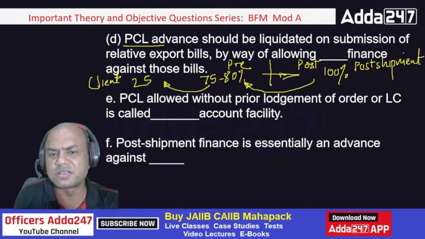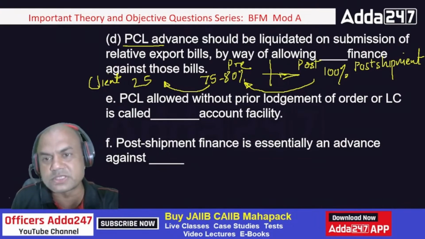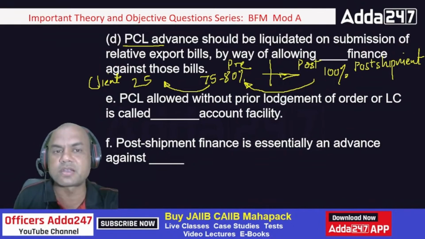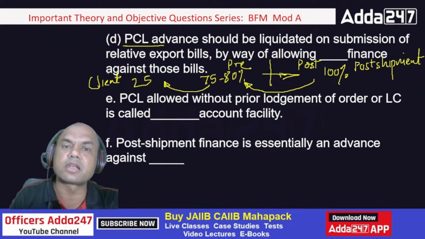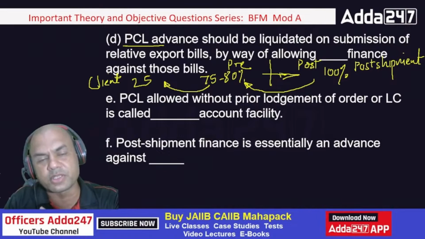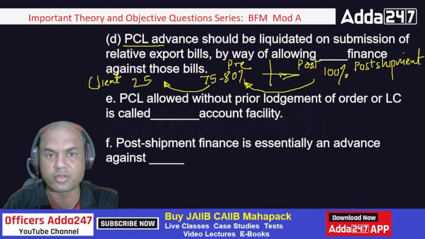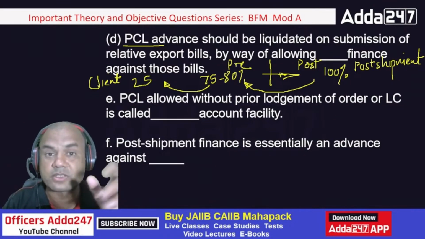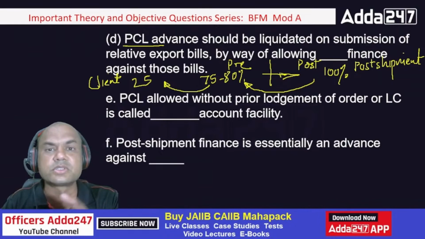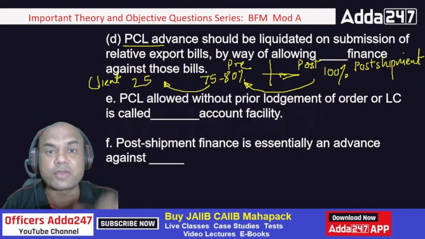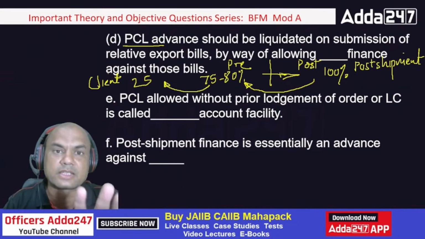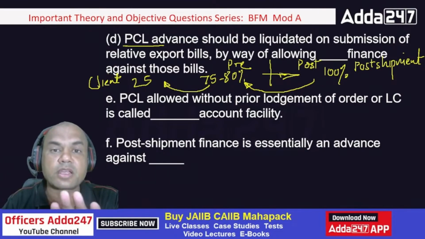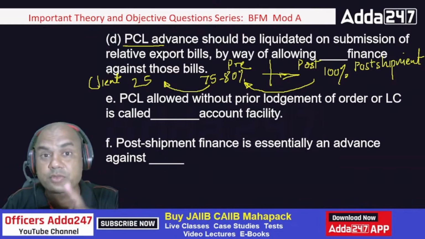What is this? See, what is PCL basically? PCL means packing credit. How is packing credit given? Suppose I am the exporter, I have got some order from USA. So what do I have to do? I have to manufacture those goods and then send them. For manufacturing, I need to show it to the bank. This is the order I've got, so this much order. So now finance. So order I'll have to show.